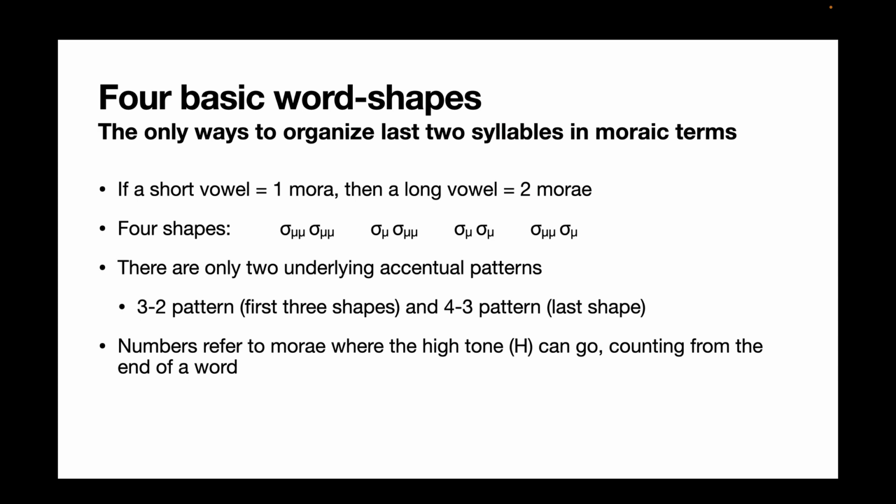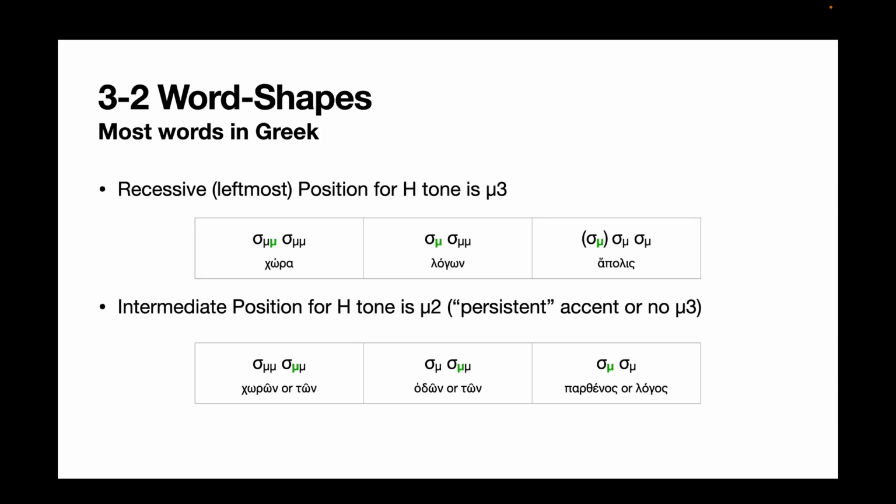So it refers to the morae where the high tone can go, counting from the end of a word. So what I'm saying is that the first three shapes can have a high tone either on mora 3 or on mora 2. I'm going to use the shorthand mu3 or mu2. That means mora 3 or mora 2. So the high tone can go either on 3 or 2, whereas in the 4-3 pattern, it can go either on 4 or 3. So let's deal with the 3-2 word shapes first.